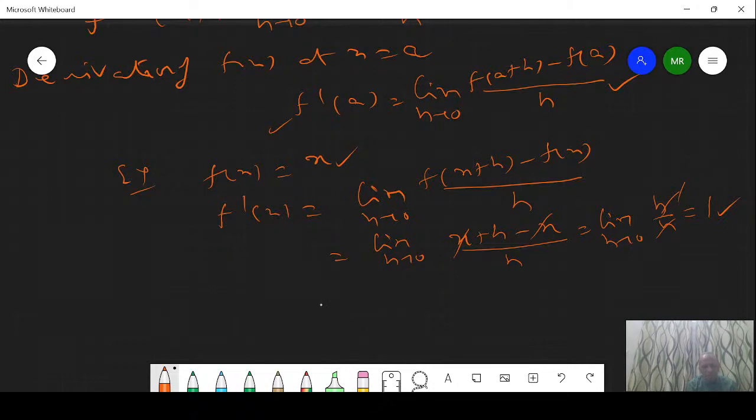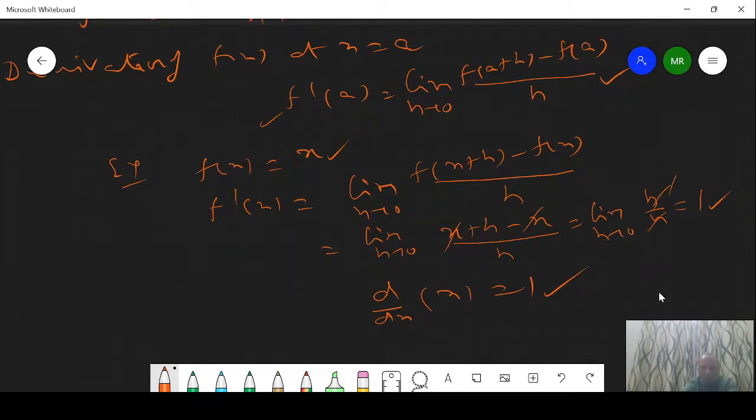So I can write d by dx of x is equal to 1. Derivative of x is equal to 1. Remember, this is the most important one. Always you can remember: derivative of x is equal to 1.